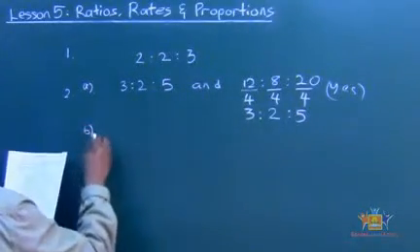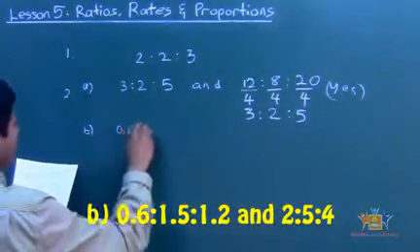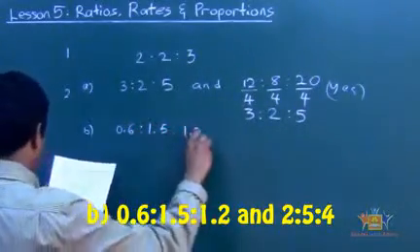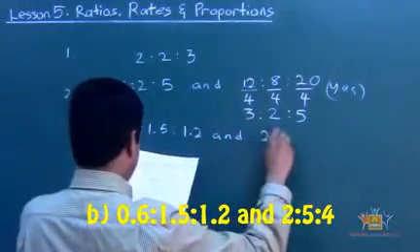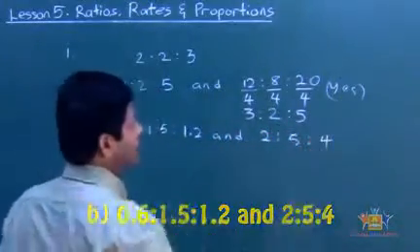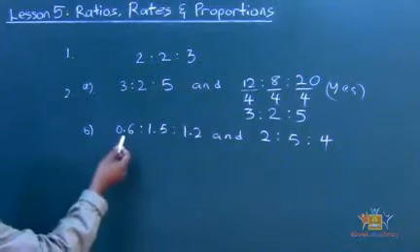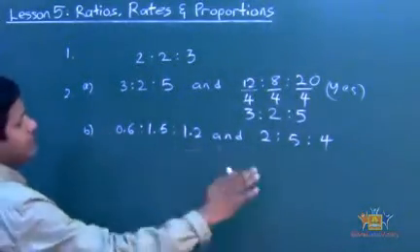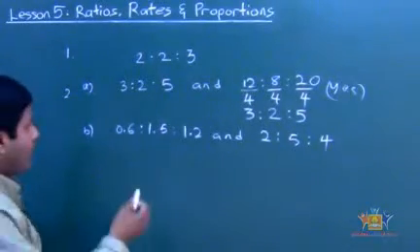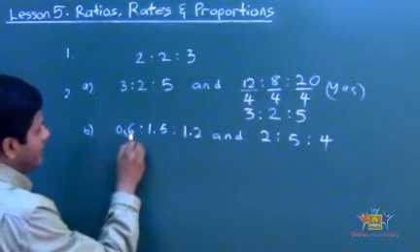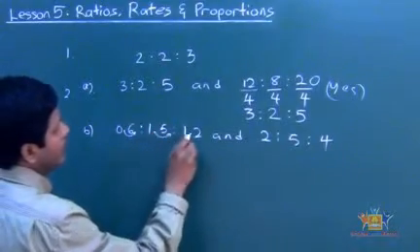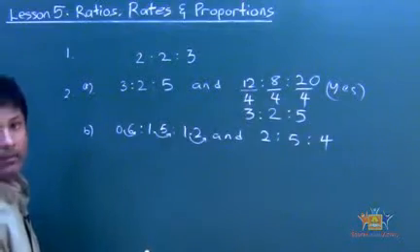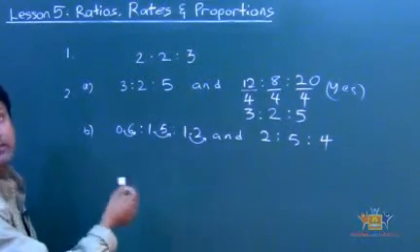For B, you're given 0.6 to 1.5 to 1.2 and 2 to 5 to 4. See that? Now look at this. This is all in the form of decimals. We cannot have a ratio in the form of decimals. So what are we going to do? We're going to multiply all of this by 10, or move the decimal by 1 place. If I move 1 on this one, I also move 1 on this one, and also 1 on that one. See that? So make sure all of them are whole numbers. By moving 1, they all turn out to be whole numbers.